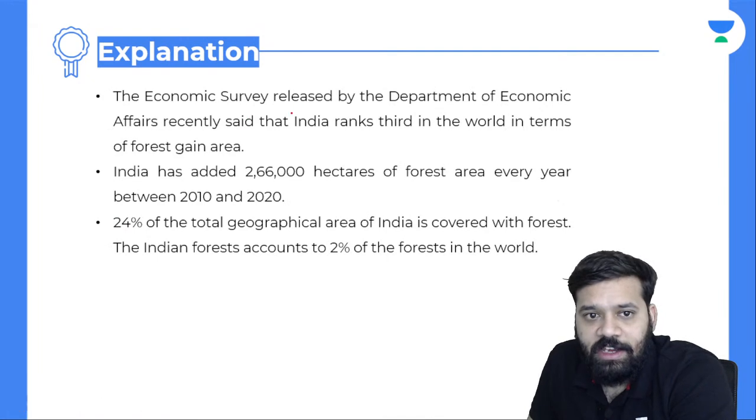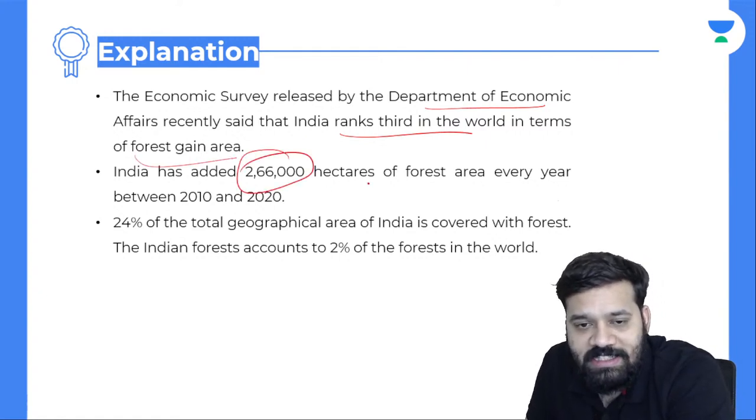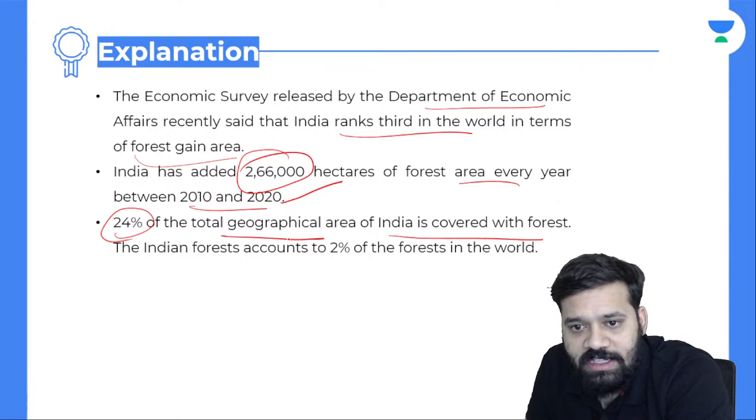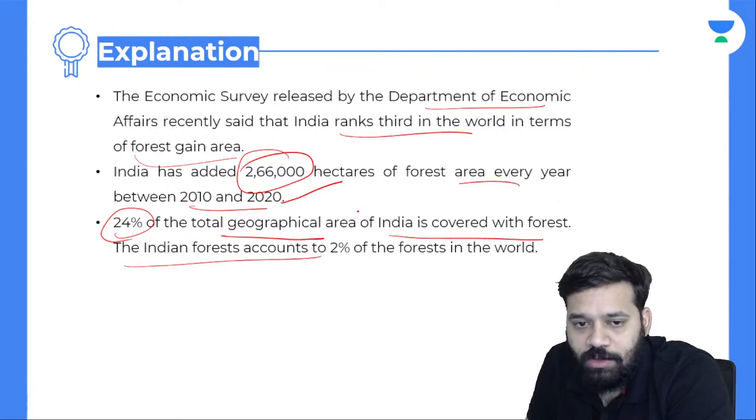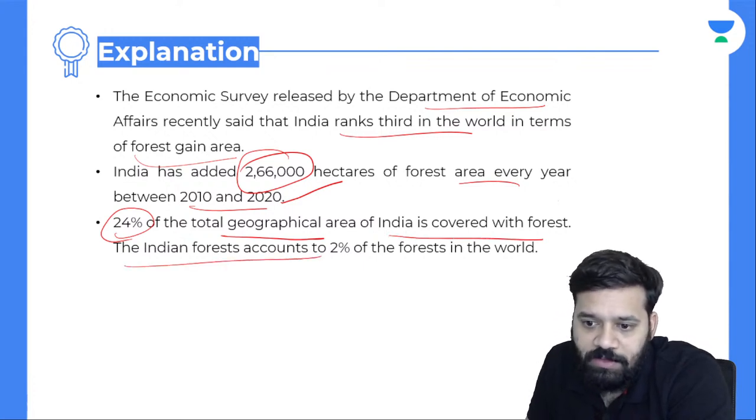24% is right. The Economic Survey released by the Department of Economic Affairs recently said that India ranks third in the world in terms of forest area gain. India has added 266,000 hectares of forest area every year between 2010 and 2020. 24% of the total geographical area of India is covered with forest. The Indian forests account for 2% of the forests in the world.